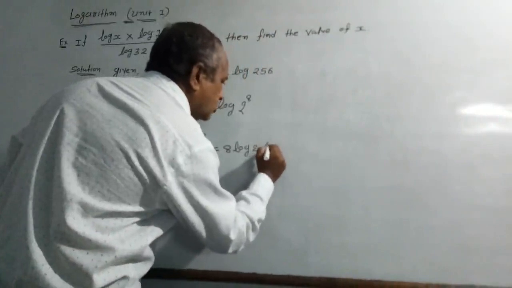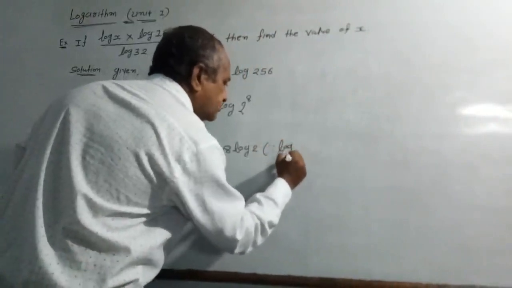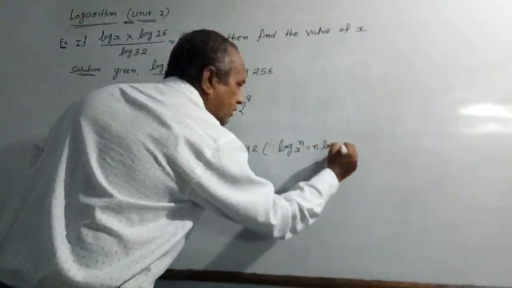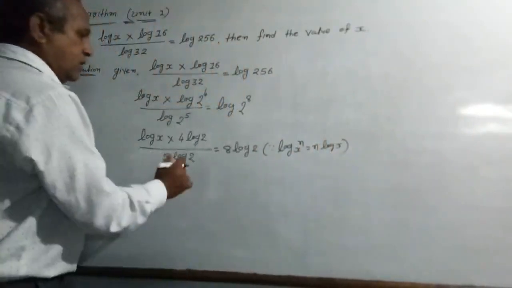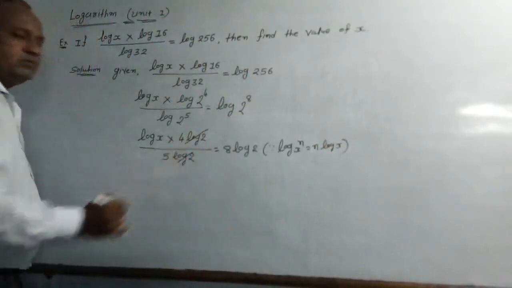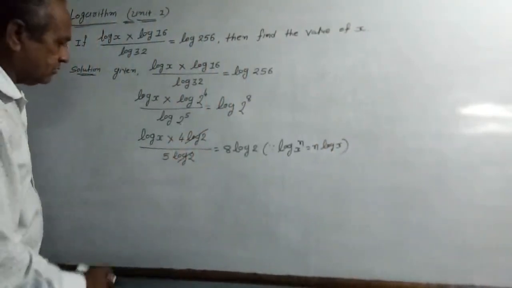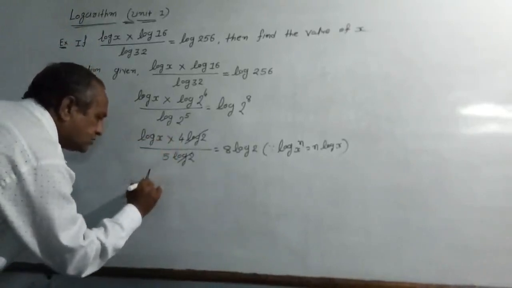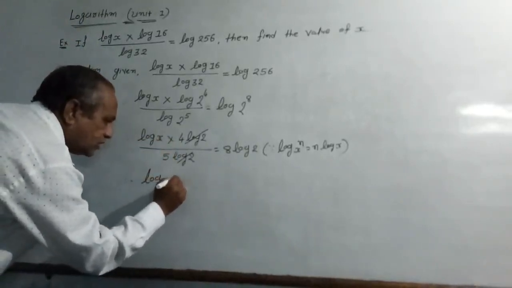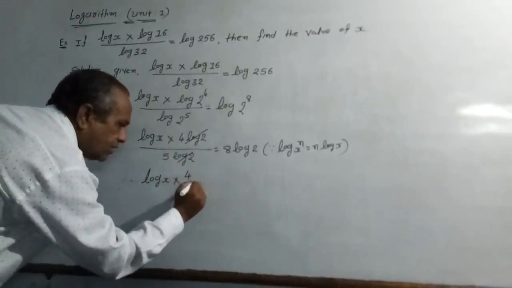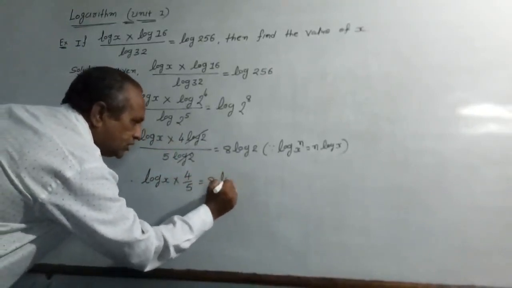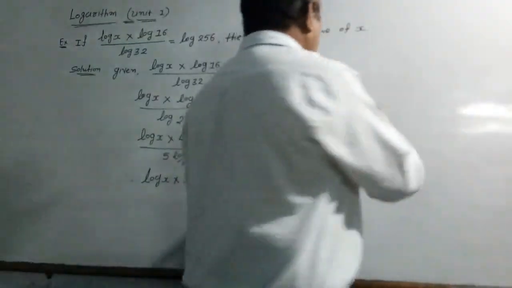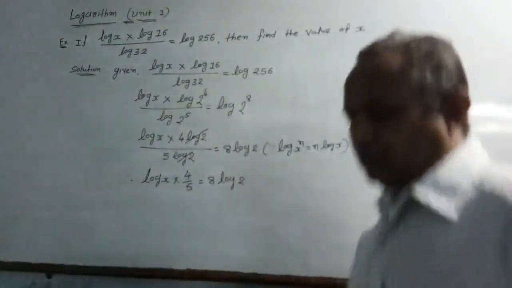Now again, because log x raised to n is equal to n log x. Now log 2 and log 2 are the same and cancel. So 4 by 5 log x. Log x multiplied by 4 by 5 is equal to 8 log 2.